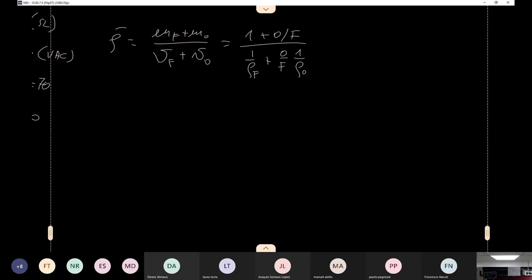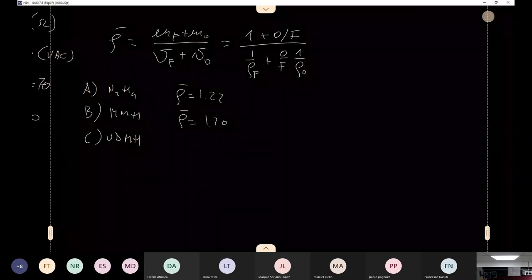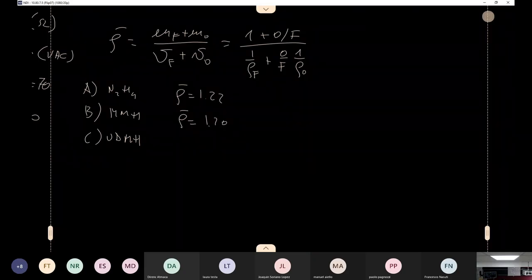Right? So in the three cases we mentioned before, let's say A is hydrazine, B is MMH, and C is UDMH as the fuel. We have an average density that, of course, because of the change of density of the fuel, will be decreasing. And 1.05.